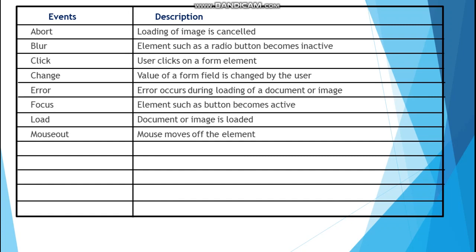Mouse out. The mouse moves off the element. Suppose a particular button or text box is there, and you have put the mouse on it. Now when you move your mouse pointer, the pointer moves off that object. Then for that object, the mouseout event occurs. In the same way the mouseover event is there. Whenever you take the cursor onto a particular object, then for that object the mouseover event occurs.